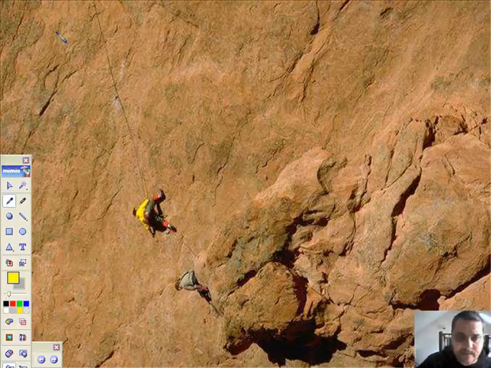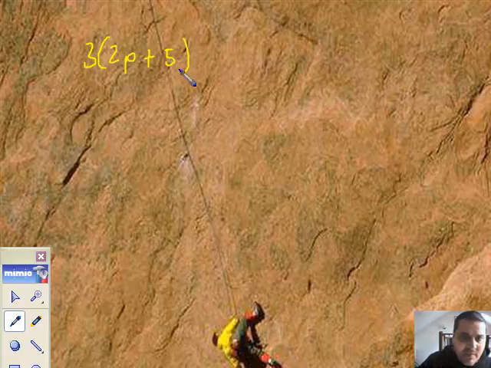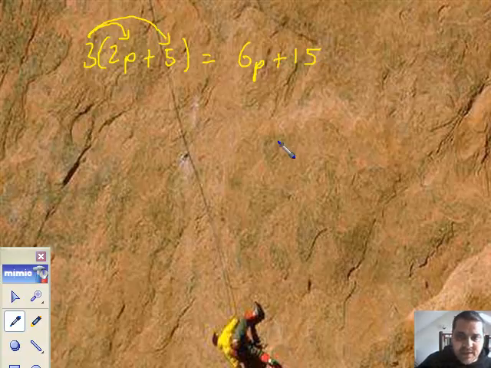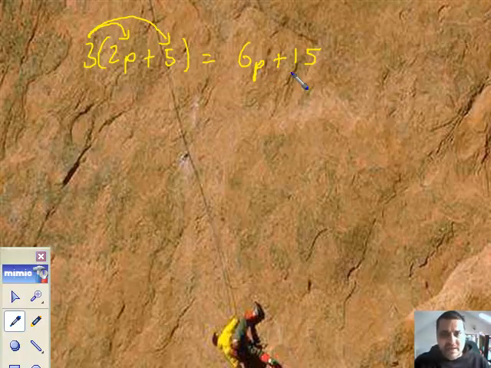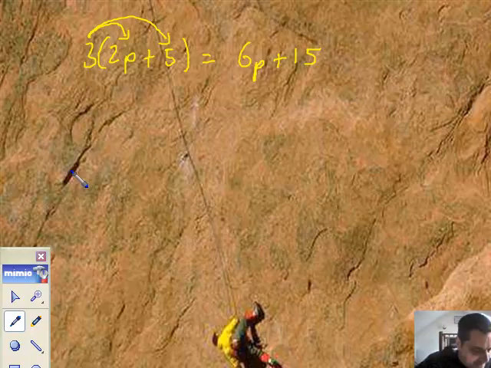It says 3 open bracket 2p plus 5. Well, that means, if you recall, 3 times 2p, 6p, 3 times 5, 15. We can't simplify that any further. 6p and the 15 are two different terms, so we can't collect like terms because there aren't any like terms at the moment. So that's that done. I'll do J.